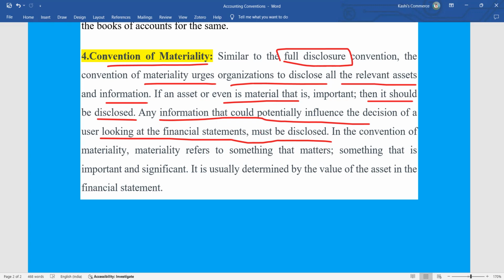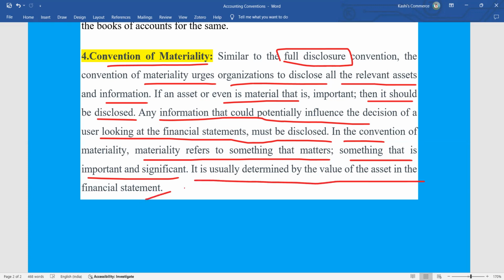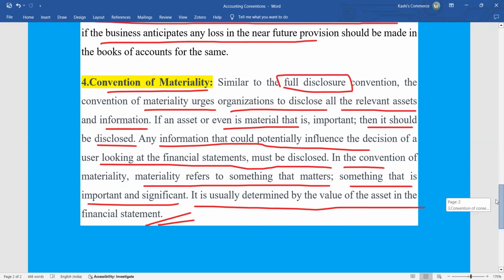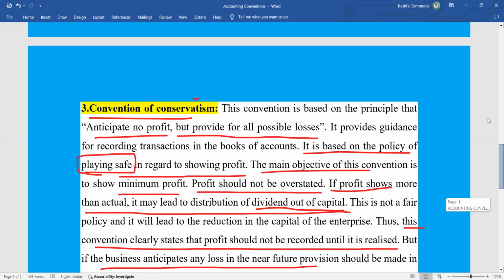So this is about materiality, right? If we have any important information, we can disclose it. If that is not that important, we do not disclose it. The convention of materiality refers to something that matters, something important and significant. Generally, important information we have to disclose here. It is usually determined by the value of the asset in the financial statement. Whatever we record in accounting, we have to record the value of that particular asset.